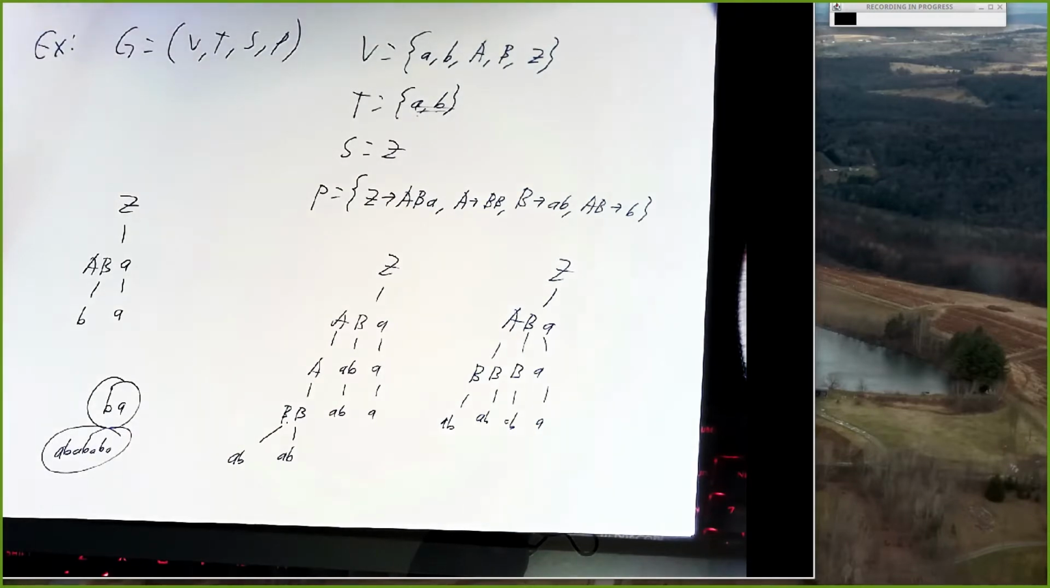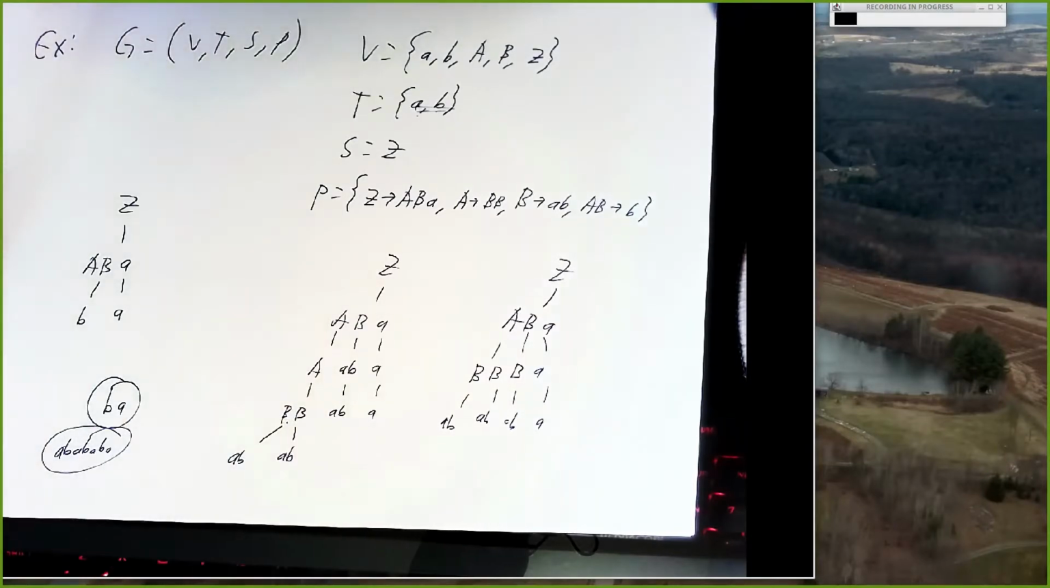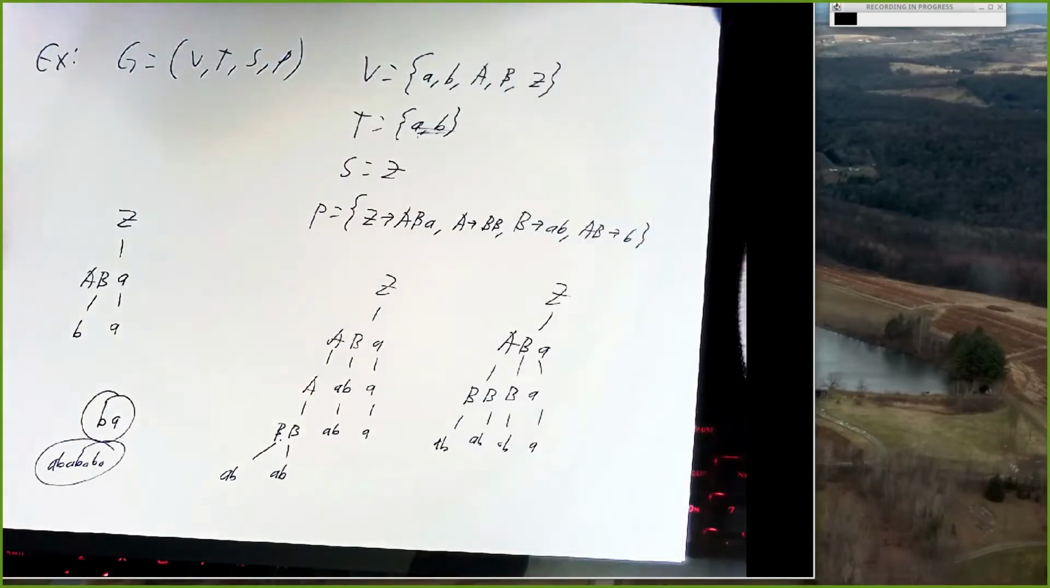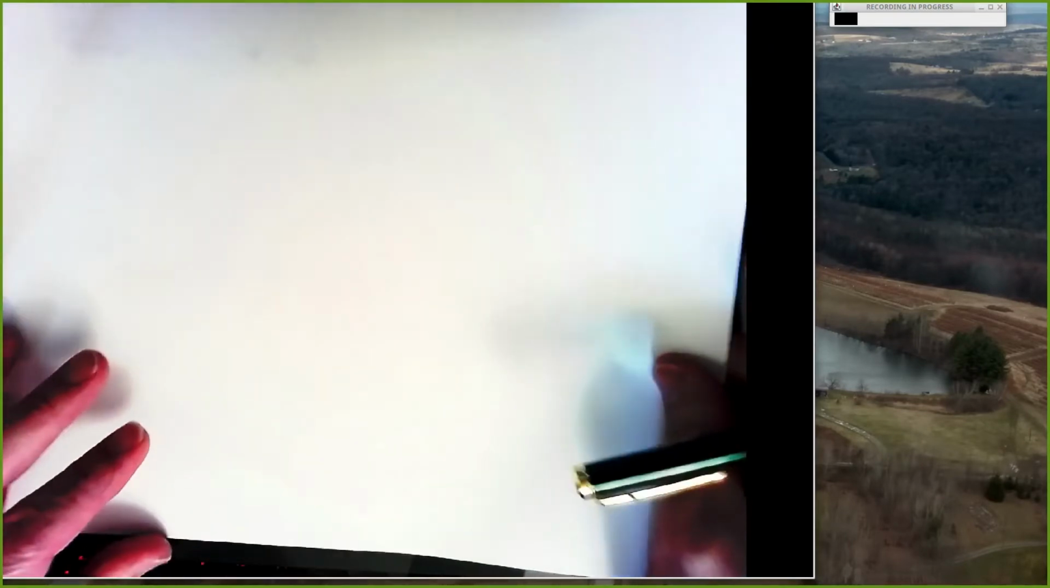And if you play around with this, you discover there are only two strings you can get from this language, BA and ABABABA. And so this phrase structure grammar describes a language with two words in it. Just these two words. Alright, so let's try another example.